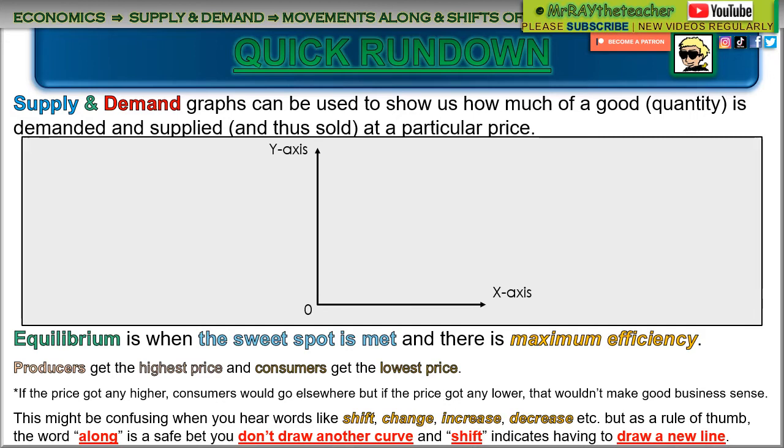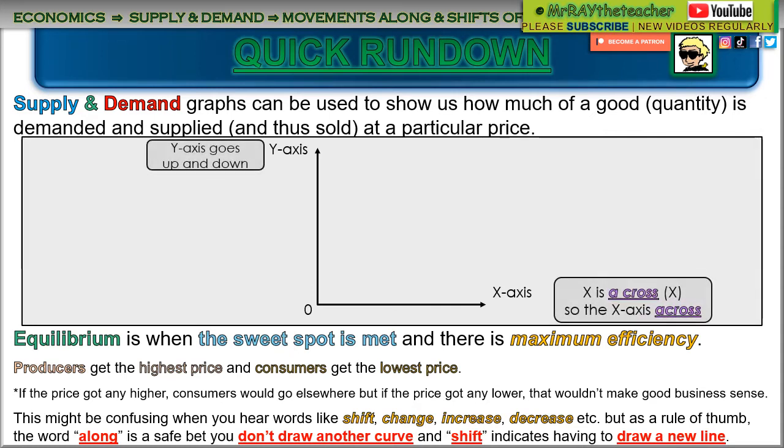So x-axis and y-axis, here's a quick way to remember. X is across, it goes across. Y, if you draw your y like that, see that line goes down, the vertical line, vertical axis. Don't mix them up. The y-axis goes up and down, x is across, so that's why it goes across. So price is on your y-axis, quantity on your x-axis.